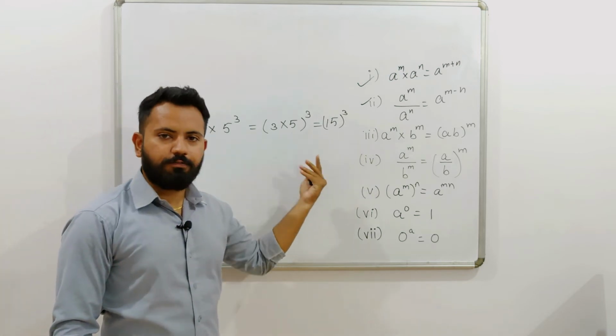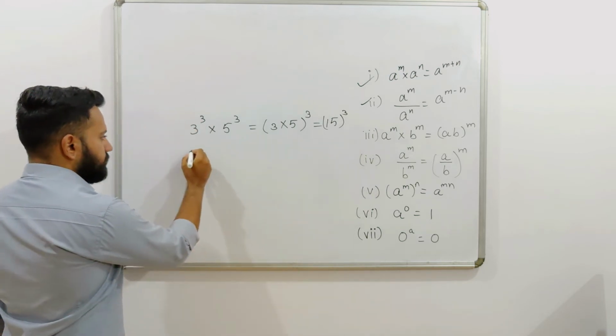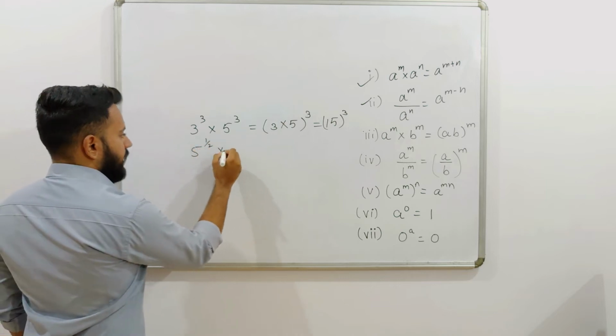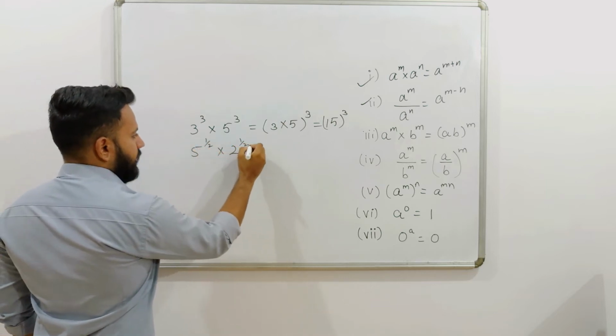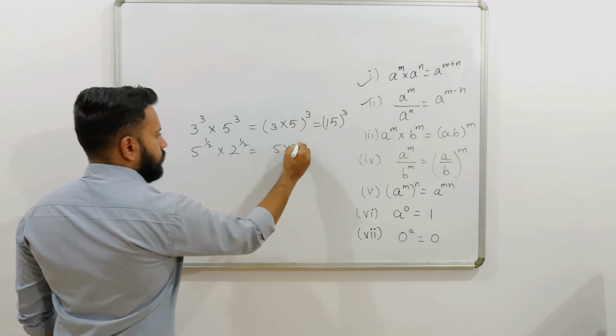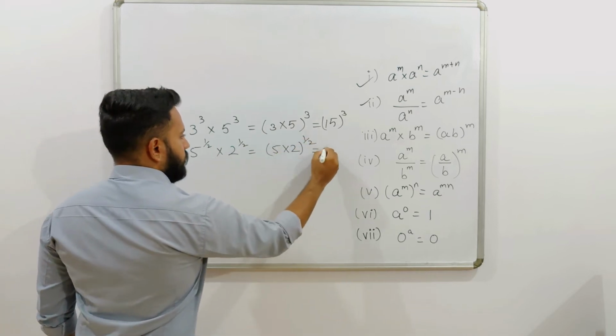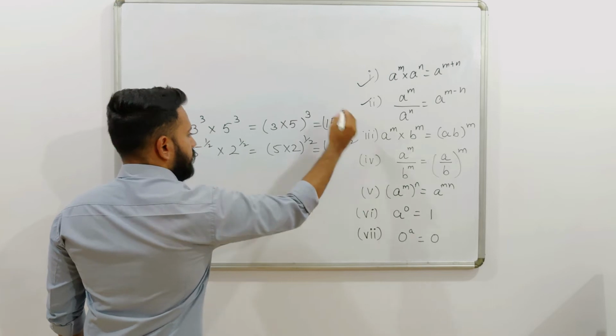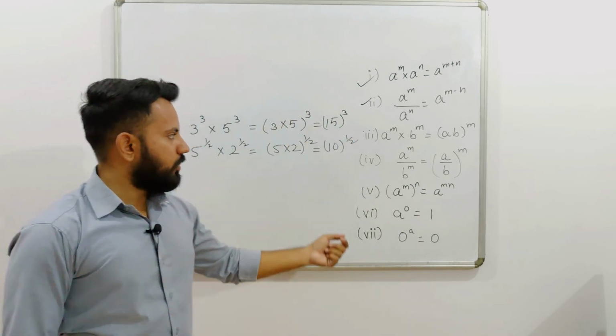Similarly, you can do it for the fractions as well. For example, 5^(1/2) into, let us say, 2^(1/2). That gives us 5 into 2 whole raised to 1/2. That is 10^(1/2). So that was the third law of exponent.